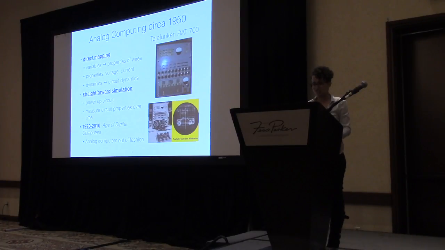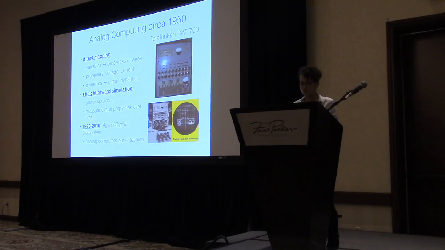Researchers ran simulations on machines such as the Telefunken by directly mapping the dynamical system they had onto the analog computer. The state variables in their system were mapped to properties of wires in the circuit, such as voltages and currents. And the circuit dynamics directly corresponded to the system dynamics.